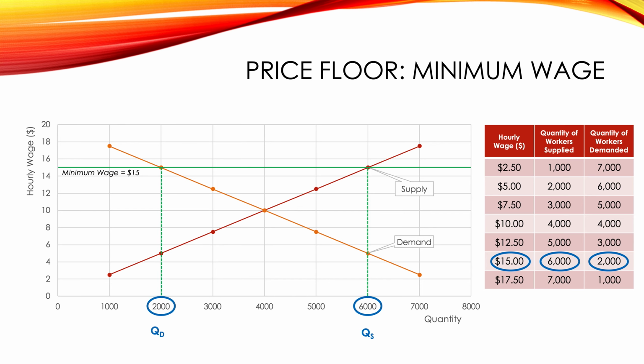So in this situation, we've now got disequilibrium because of the government's intervention. We've got a problem here. The quantity supplied of workers is 6,000. The quantity demanded of workers is only 2,000. That's going to lead us to a surplus of 4,000 workers, which we call unemployment, right? These people want to work at that wage of $15 an hour, but firms are not willing to hire them.